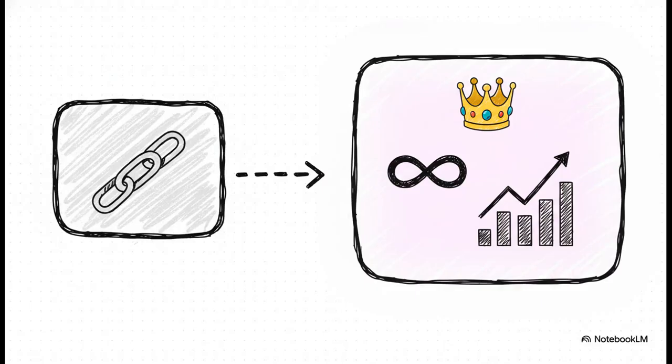So how does it actually make money? Well, it uses a classic freemium approach. The free plan gives you a little taste, a 10-link limit. But the pro plan, that's where the real power is. It unlocks unlimited links and all that advanced analytics data we were just talking about.